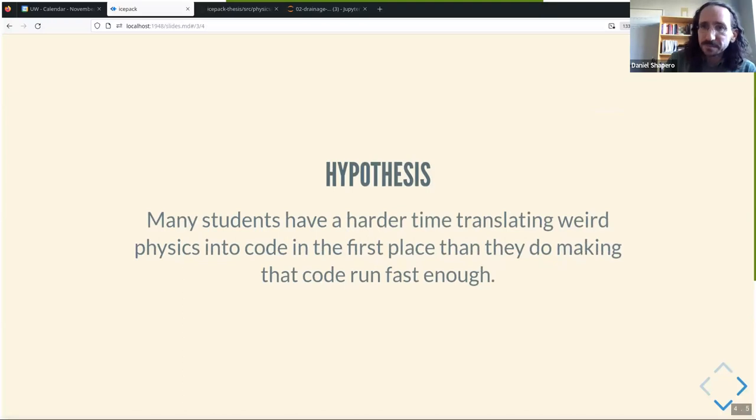Okay, so the operating hypothesis I was working off of was that a lot of students have a harder time translating very odd or unusual physics into code in the first place than they do making the code run fast enough. So a lot of what I learned in my degree was under the assumption that performance and speed is the rate limiting factor for domain scientists getting work done. And that is true a lot of the time, but it also is a completely different set of difficulties that they're encountering the remainder of the time. And it's those difficulties that I was interested in addressing.